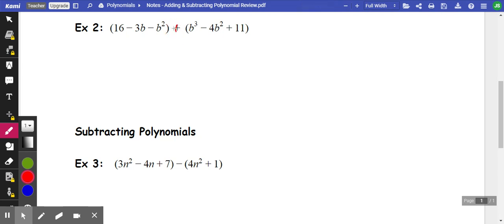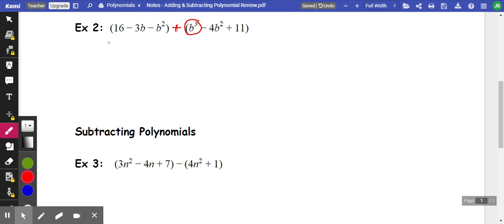I see, there's a plus sign there, so we're adding. Then I have b to the 3rd power minus 4b squared plus 11. Okay, so I've got to be careful because there's a few different b's here. So first thing I notice as I'm looking through, that I have this b to the 3rd power. That's the highest exponent I have. It's also, as I look through, the only b that has the 3rd power.